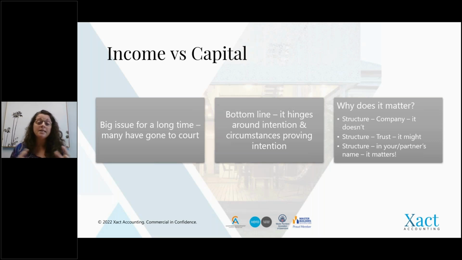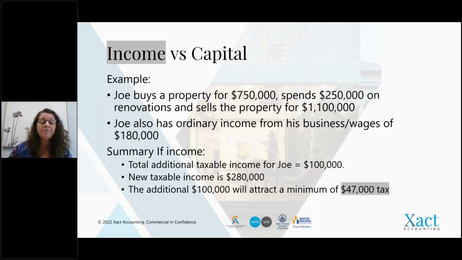Income and capital, as I said, you've got the benefit of a 50% discount if it's capital. If it's income, it all gets assessed. So that's where a company structure, it's probably not going to matter too much. Your tax rates are going to be the same. Companies don't get access to the 50% discount. A trust could potentially be beneficial. Personal names, that's where it can really make a big difference. So that's why it's important to understand the distinction between: is what I'm doing income in nature or is what I'm doing a capital asset, and therefore a long-term proposition.